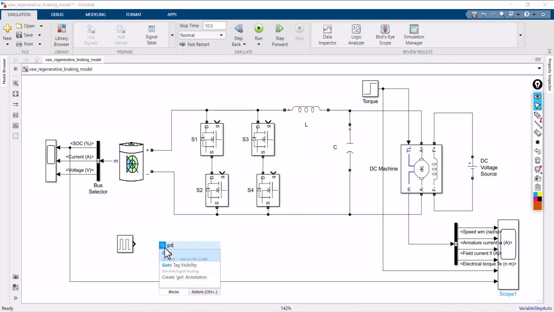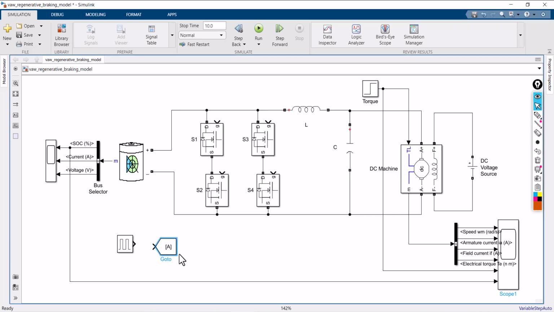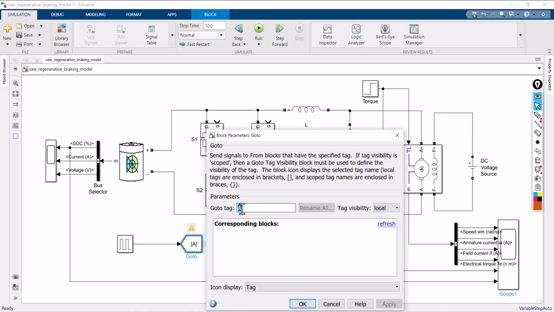Let me create a Goto tag. Let me name this the P side tag. Make it a practice to always keep the tag visibility global. In this case it won't disturb even if you put it local, but make it a habit to always use global, because if you are using subsystems, the tag will only work if the visibility is global.